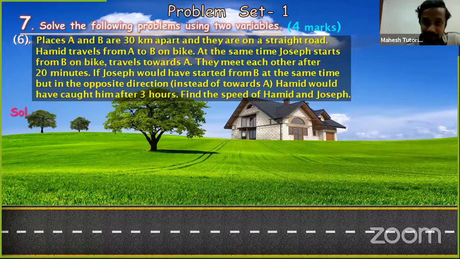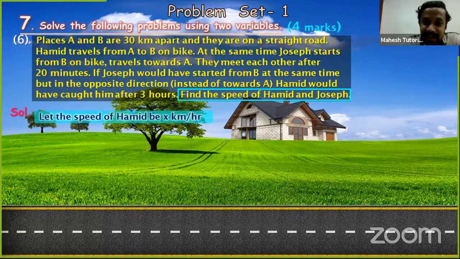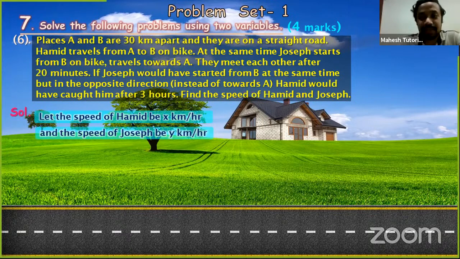A very simple word problem, students. But the only thing is you need to understand the meaning of each and every statement very carefully and interpret it properly. Okay. Now, students, if you focus on the last statement given in the question, find the speed of Hamid and Joseph. So we have been asked two things, speed of Hamid and speed of Joseph. Let us assume one as X and the other as Y. So the assumption statements would be, let the speed of Hamid be X kilometer per hour and speed of Joseph be Y kilometer per hour.